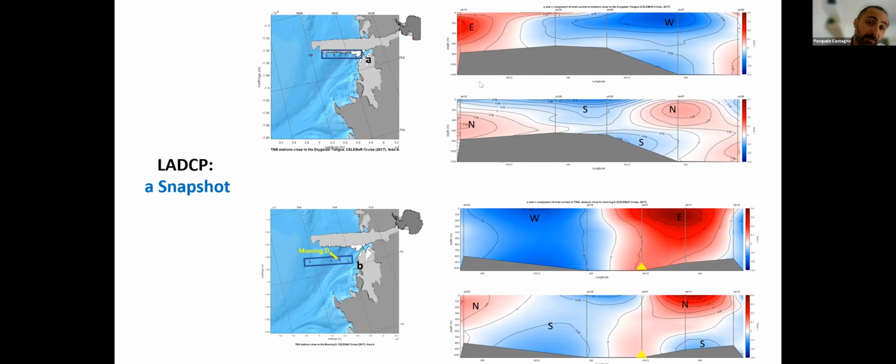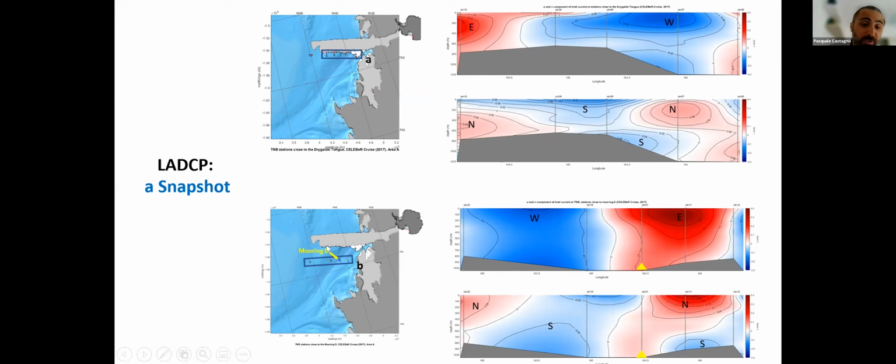In the upper part of the slide, you can see a transect close to the Drygalski ice tongue, and in this transect you have a northwestward current in the western sector of the bay, and a northeastward current in the eastern sector, that is on the left.